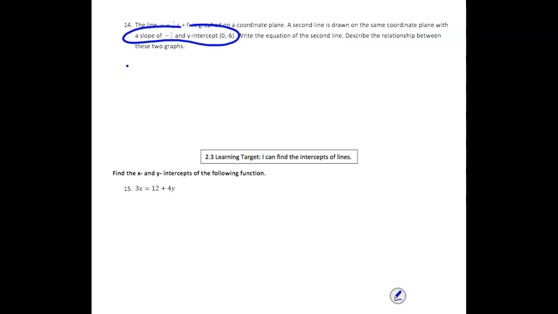I'm given slope and intercept. What form am I going to use? Y equals mx plus b. So y equals negative 9/5 x minus 6. Yes? I gave you everything. You just had to plug it in the right spot. Now it's asking what's the relationship between the two lines. The first one was a slope of 5/9. The second one had a slope of negative 9/5. So the lines are perpendicular.